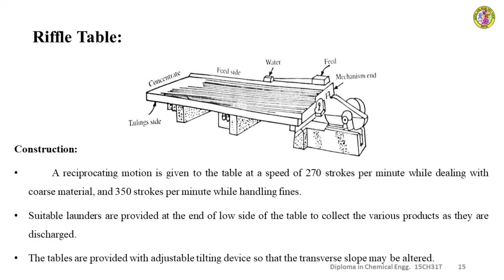So coming to the construction of a riffle table, a reciprocating motion is given to the table at a speed of around 270 strokes per minute while dealing with the coarse material. And while handling fines, a higher speed has to be given. Around 350 strokes per minute are used when you are separating out the fine particles.